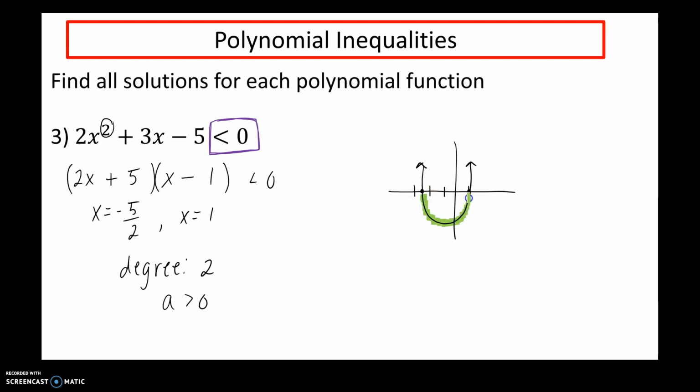So I need my negative y values. I cannot equal 0, so I can't include my x-intercepts on there. So what's my answer? From all my values between negative 5/2 and positive 2.